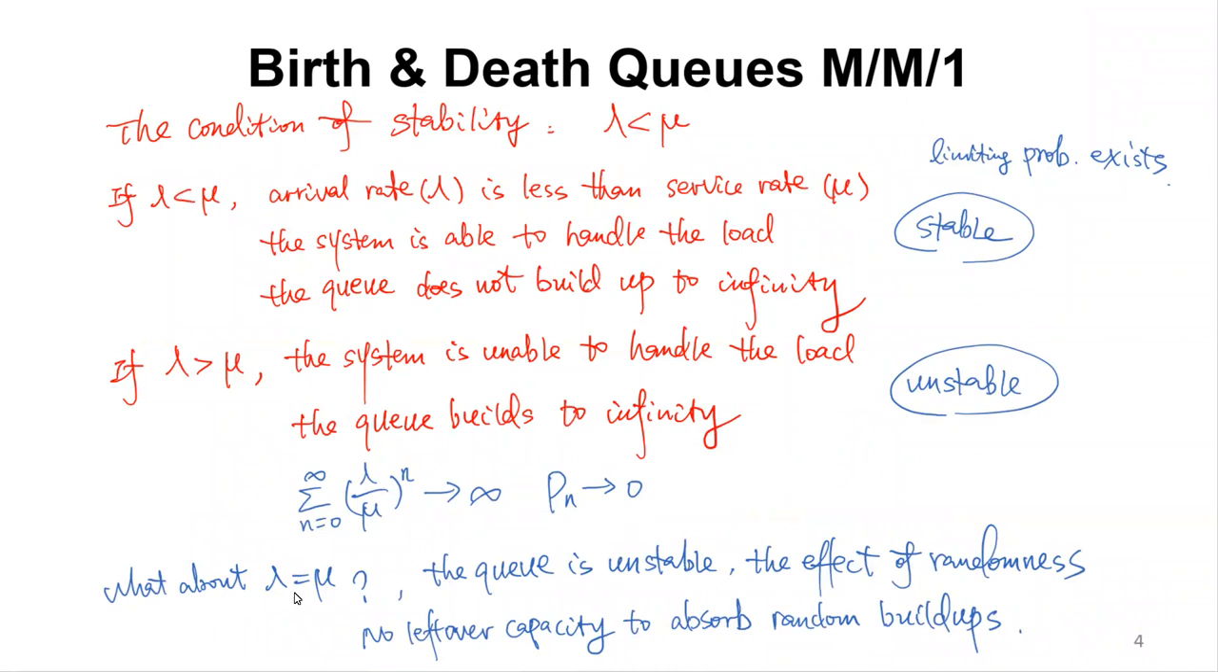So what about lambda equals mu? The queue is still unstable because of the effect of randomness: there is no leftover capacity to absorb the random build-ups. So we have to make sure lambda is less than mu.